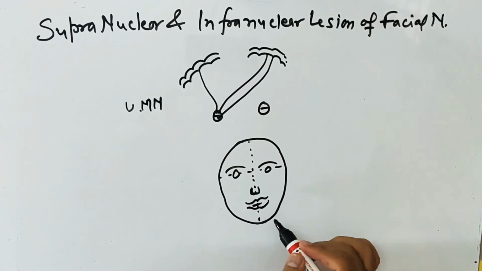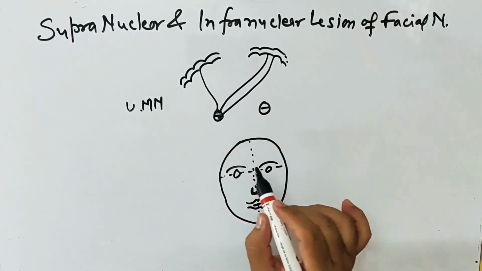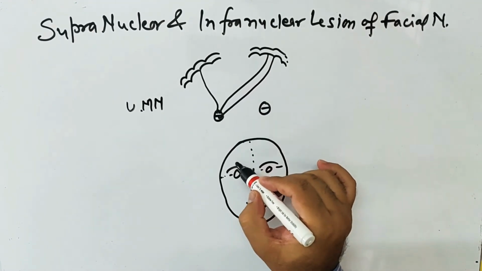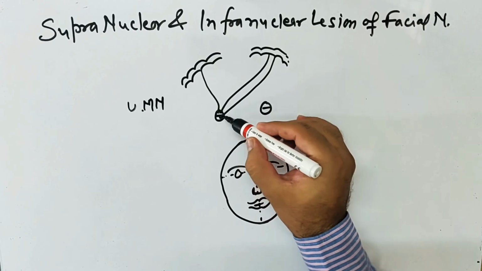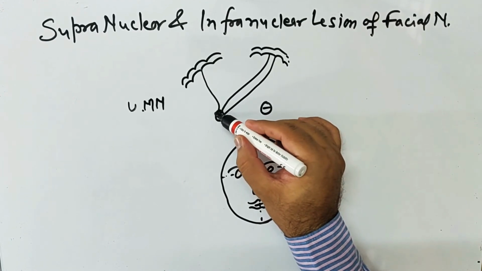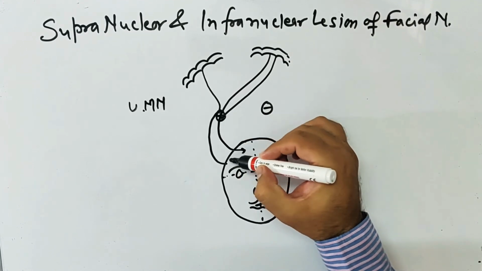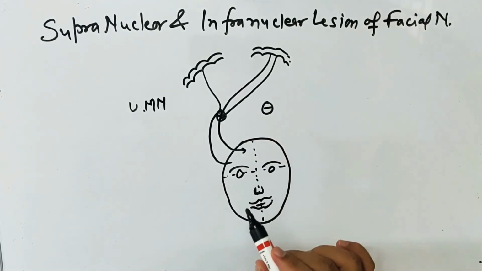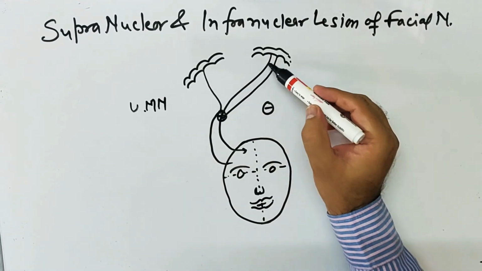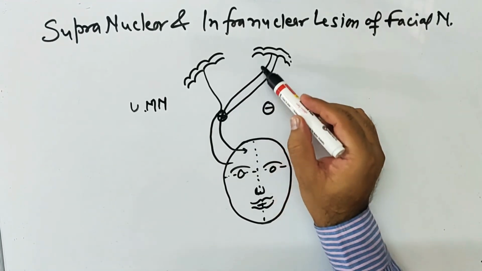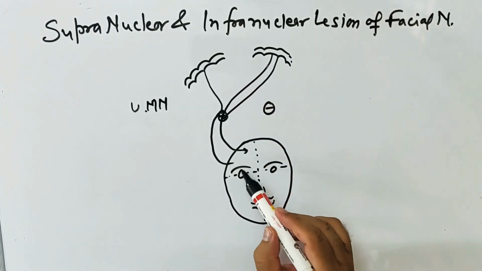The face is divided into 4 regions. Here, this upper part is supplied by the upper fibers. You can see the forehead is supplied by fibers coming from the same side and also from the opposite side.